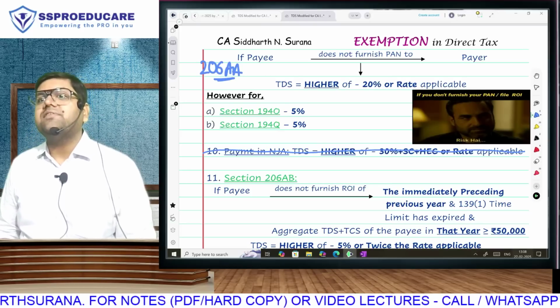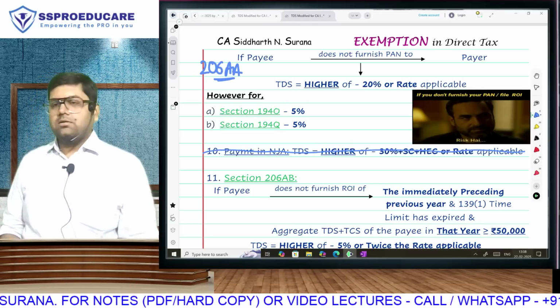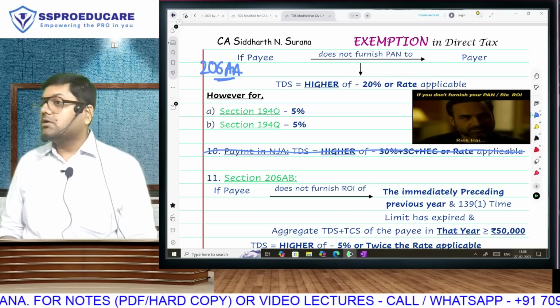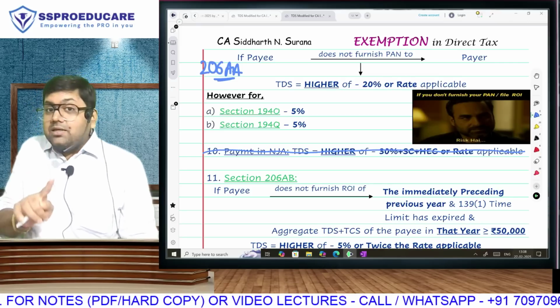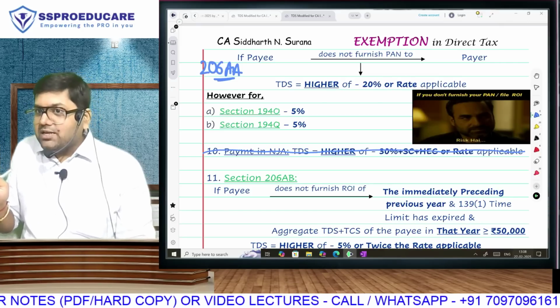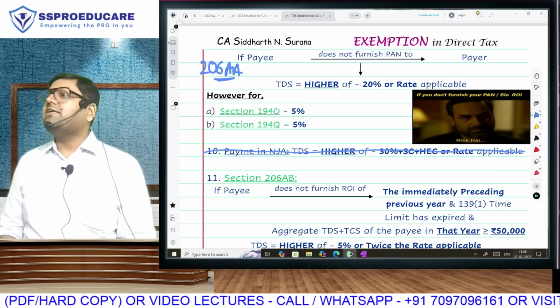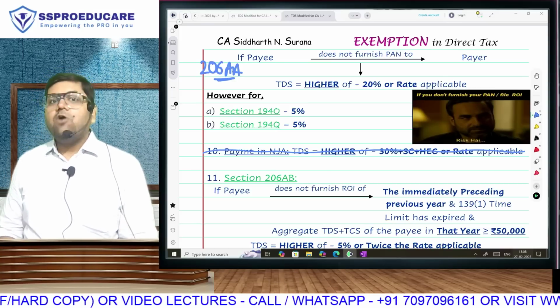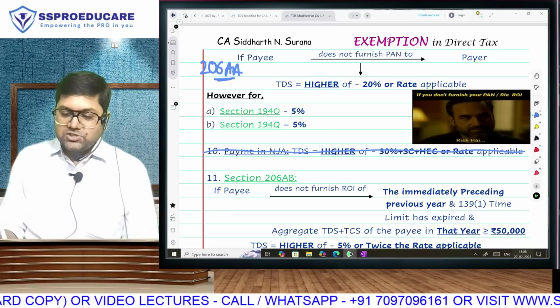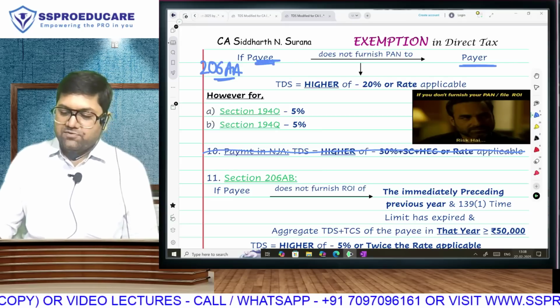What is our identity with income tax? PAN, permanent account number. So when I, the payer, go and give money to the income tax department, I have to give the identity of the payee, and that identity is PAN. How will I come to know your PAN? It is your duty, the payee, to give your PAN to the payer.